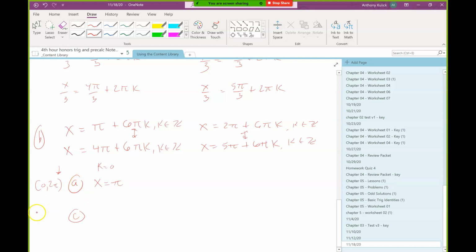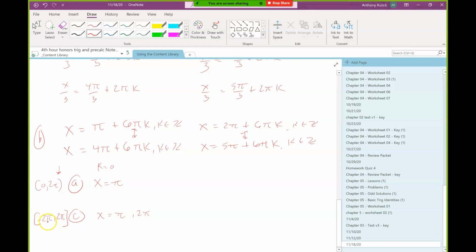C is negative 2 pi to positive 2 pi. So I know my answers for part A are going to be an answer. I remember when k was 0, I got 2 pi from this answer. But this one gave me 4 pi, which is too big. This one gave me 5 pi, which was too big. So that's everything between 0 and 2 pi.